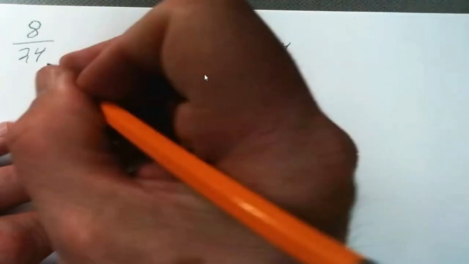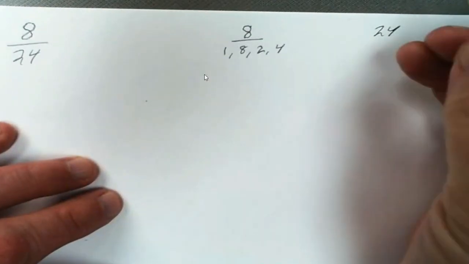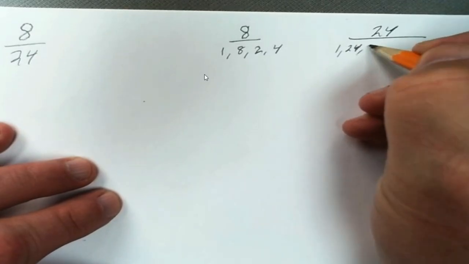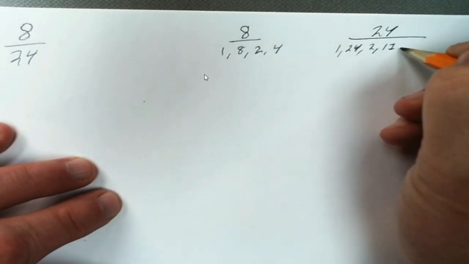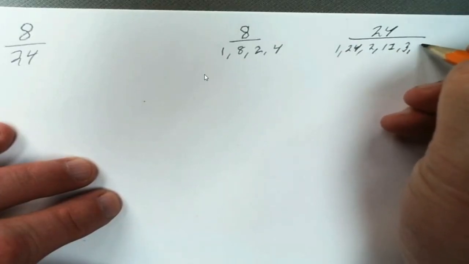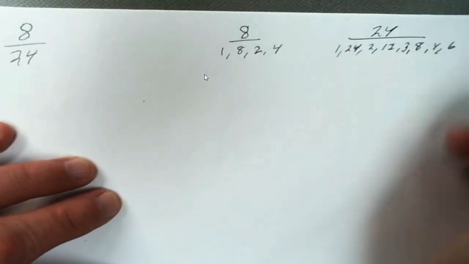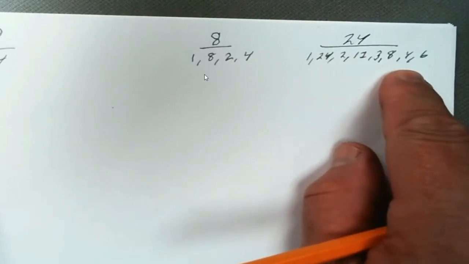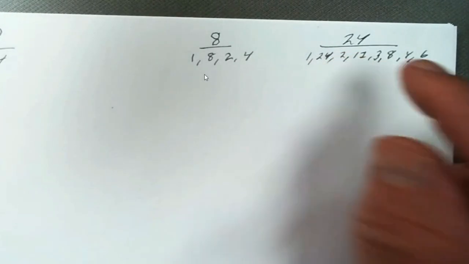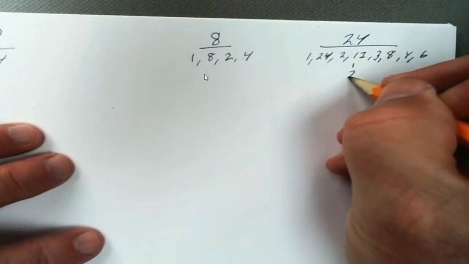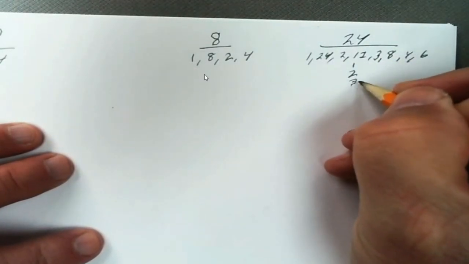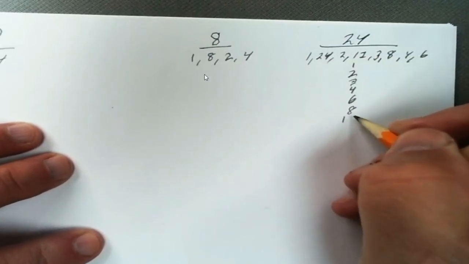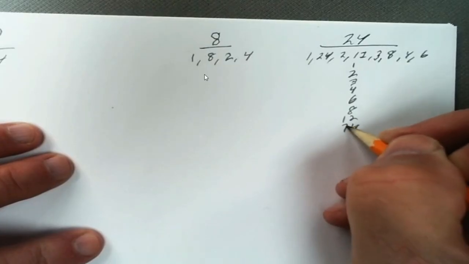With 24, the factors are 1 and 24, or 2 and 12, or 3 and 8, or 4 and 6, right? Because we can multiply 1 times 24, 2 times 12, 3 times 8. There's a lot of factors of 24. If we want to put them in order, it's 1, 2, 3, 4, 6, 8, 12, 24.